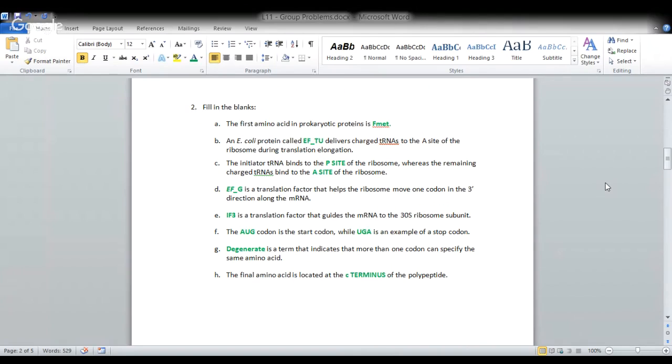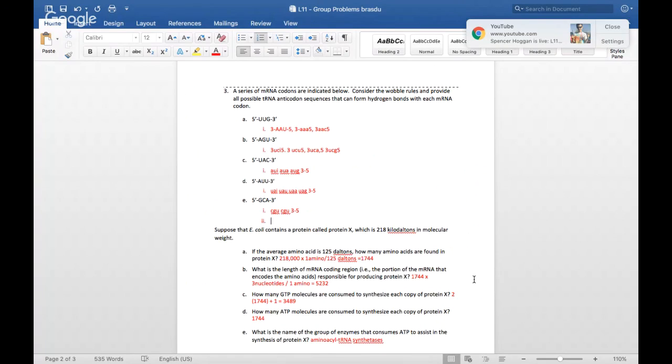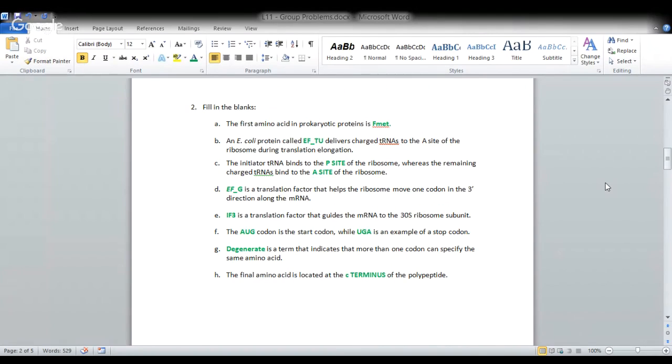D, EF-G, in mind all the underscores are supposed to be hyphens, is a translation factor that helps the ribosome move 1 codon in the 3' direction along the mRNA. E, IF3 is a translation factor that guides the mRNA to the 30S ribosome subunit. F, the AUG codon is a start codon, while the UGA is an example of a stop codon. G, degenerate is a term that indicates that more than 1 codon can specify the same amino acid. And H, the final amino acid is located at the C terminus of the polypeptide.